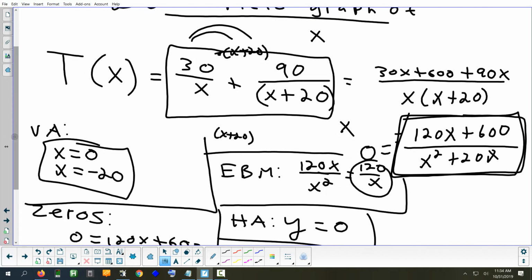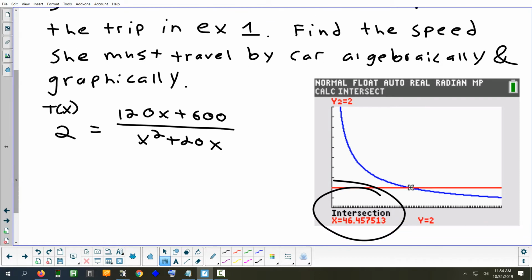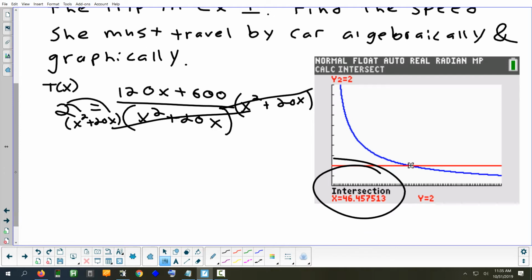I can't remember what was in the top. 120x plus 600. Can somebody remind me what was in the bottom? X squared plus 20x. Okay, so first step, I don't like having the fraction. Let's multiply each side by the denominator, x squared plus 20x. Cancels that all out. Now do it over here. X squared plus 20x. Just remember it's distributive. 2x squared plus 40x equals, and on the right, 120x plus 600.